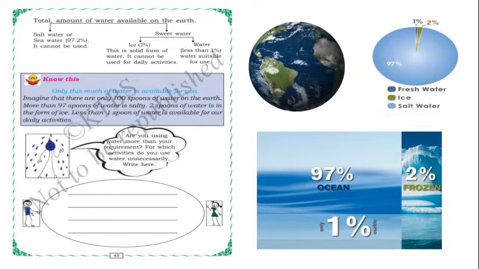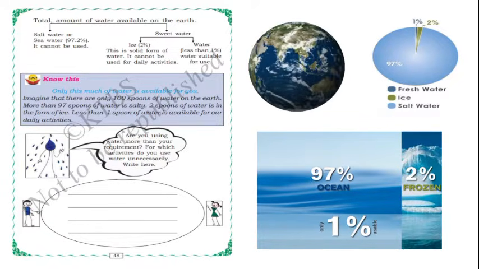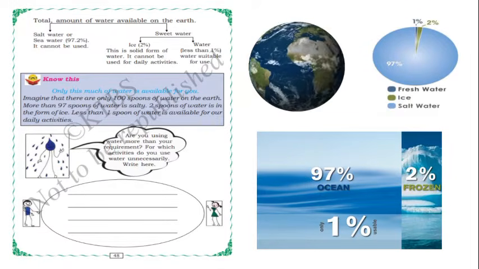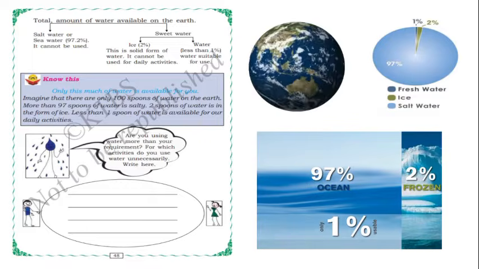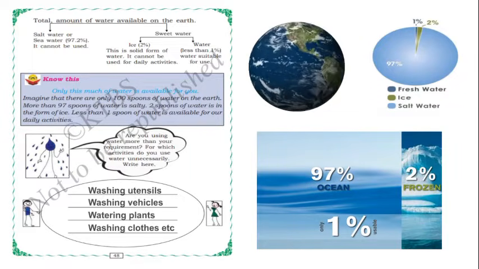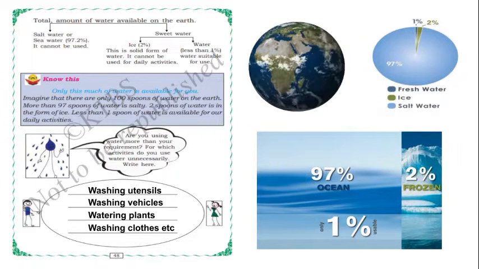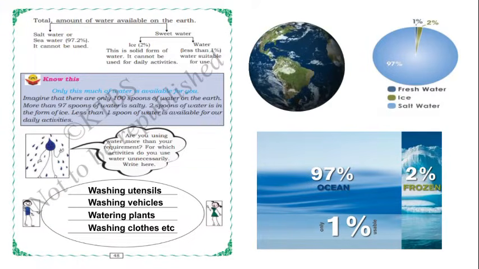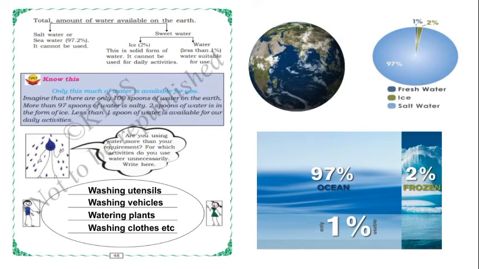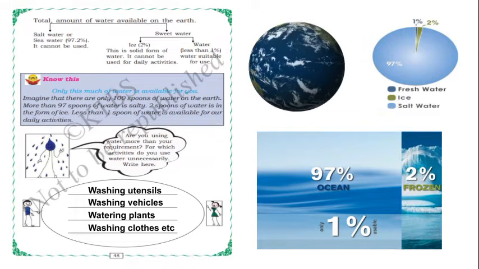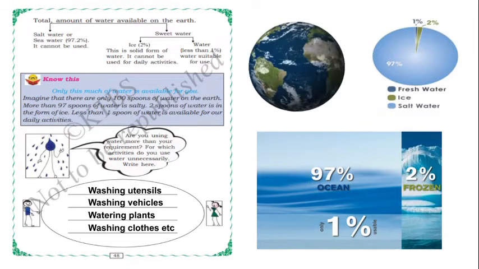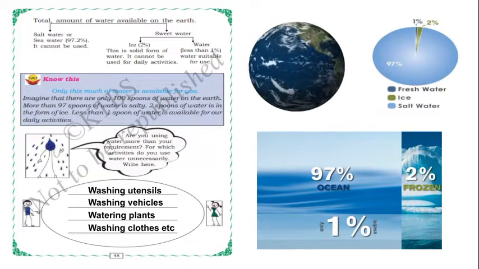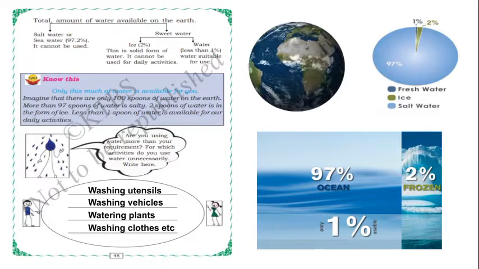Are you using water more than your requirement? For which activities do you use water unnecessarily? You should write it below. So children, what can we learn from this? Only 1% of water is suitable for our daily activities, for drinking, for cooking, etc., isn't it? So we should use the water very carefully. Unnecessarily we should not waste the water, isn't it?